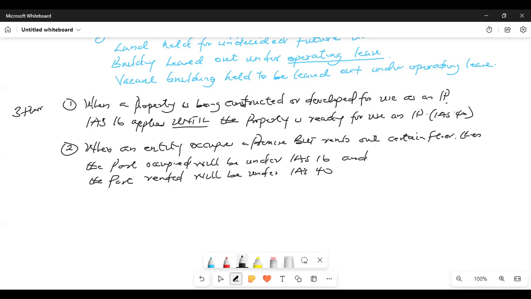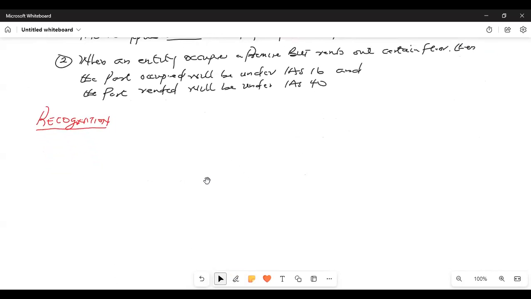Now, coming to the most important thing, which is the recognition. When do you recognize an IP? It is the same as PPE. Recognition is for an asset, and all assets have the same recognition criteria. All assets have two constant recognition criteria.